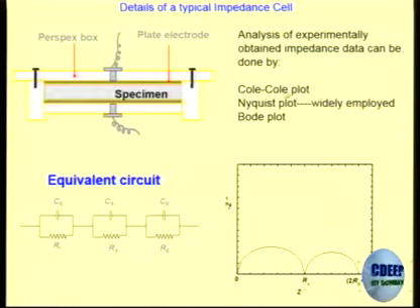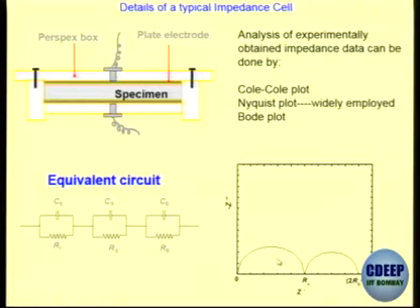We call it Cole plot, Nyquist plot, Bode plot, where the imaginary impedance is plotted with respect to real impedance. This is the simple method of plotting things. And then the half circles or the semicircles you are observing here correspond to the materials which you are testing.